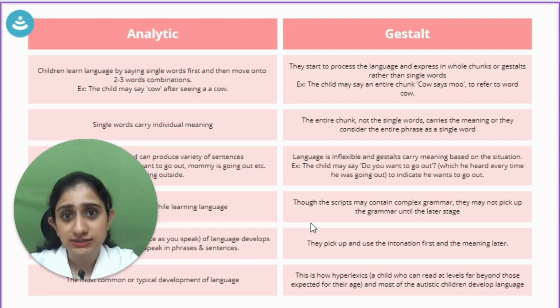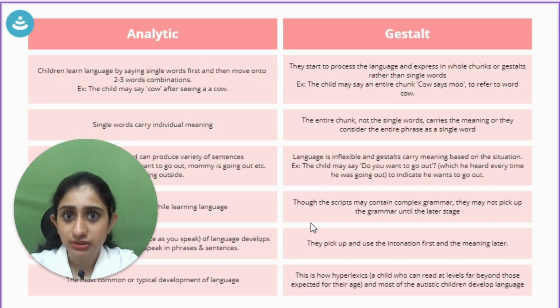So if a child is an analytic language processor, which is ALP, then here the child learns language by saying single words first and then moves on to combining 2 to 3 word combinations. For example, the child may say cow after seeing a cow, which is a single word utterance.